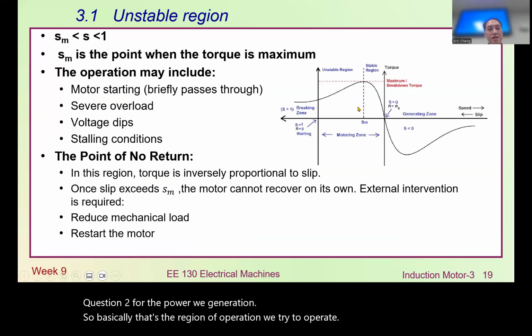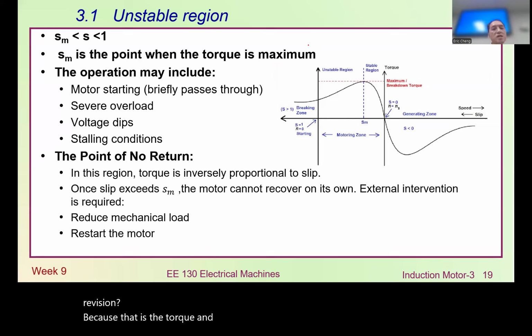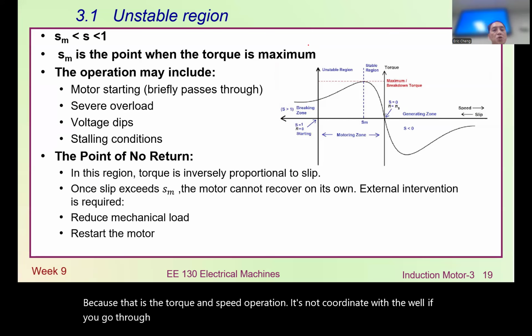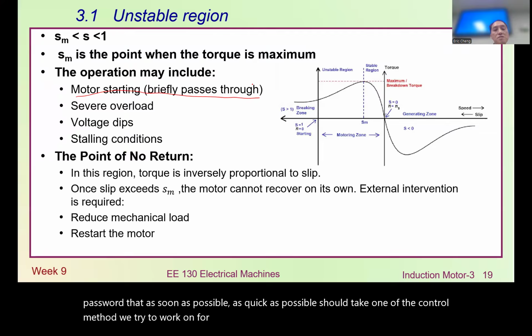So the first is the unstable region. We just mentioned that. Why is it the unstable region? Because the torque and speed operation is not coordinated really well. If you go to this region, although the motor is starting, we try to pass through it as quickly as possible. That's one of the control methods we try to work on for the induction motor.